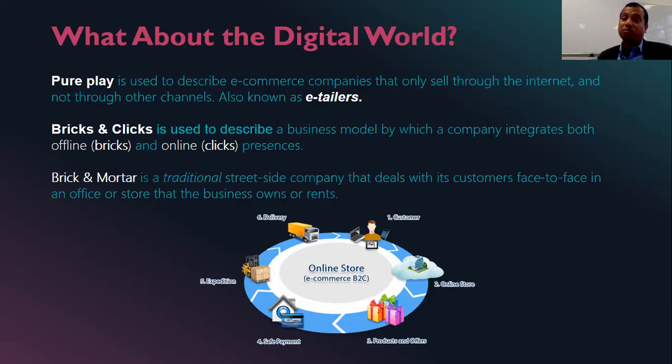Bricks and clicks is a combination of both. Bricks have face-to-face interaction, that is offline, whereas clicks are online. So if the firm provides both options to the customer, that either you can visit the marketplace and buy it, or you can buy it online and have door delivery, that is a mix of both, a bricks and clicks model. Whereas the traditional one is brick and mortar. Mortar is the traditional street-side company that deals with the customer face to face in an office or a branch or some other place. So that is how the concept of brick and mortar has changed to bricks and clicks and pure play because of the digital era we are living in.